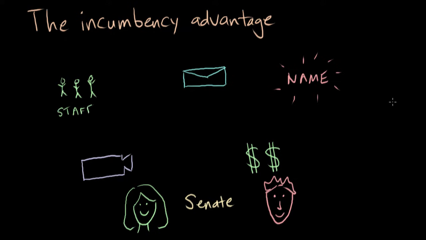She has people whose job it is to answer the phone calls of constituents, make them feel heard. They can do all sorts of things to help her. She also has the advantage of mail. Members of Congress can send out mail for free, whereas candidate Rose over here has to pay for staff and pay for mail. Already, that's a lot of money.